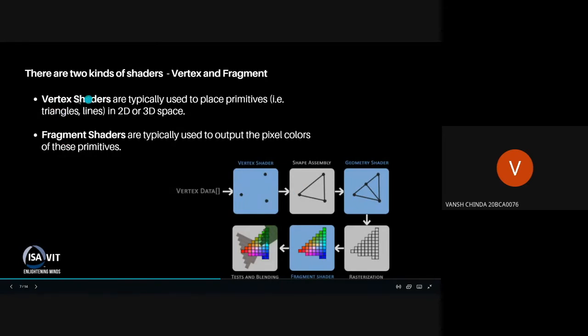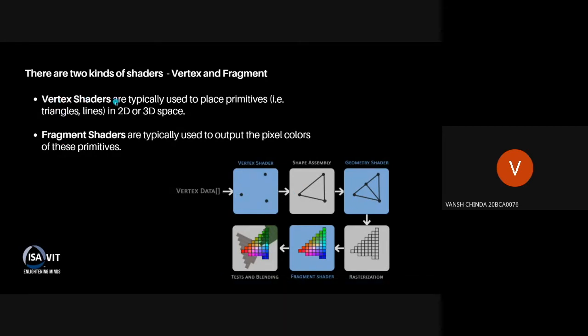Let's first understand what vertex shader is. Vertex shaders are typically used to place primitives. Now, what are primitives? Primitives are points. See here, these are points. This is a single line, and these are lines joined to create a triangle, and the triangle creates geometry. So basically, the whole thing vertex shader does is create geometry.